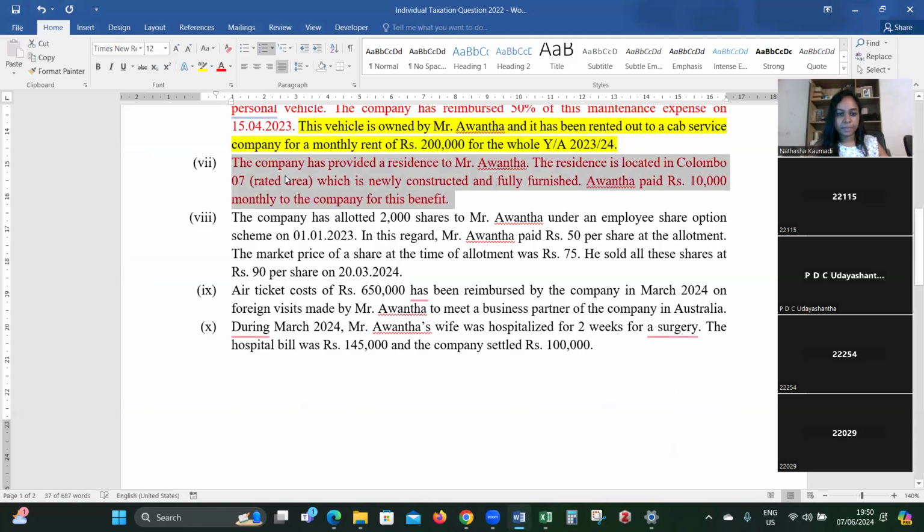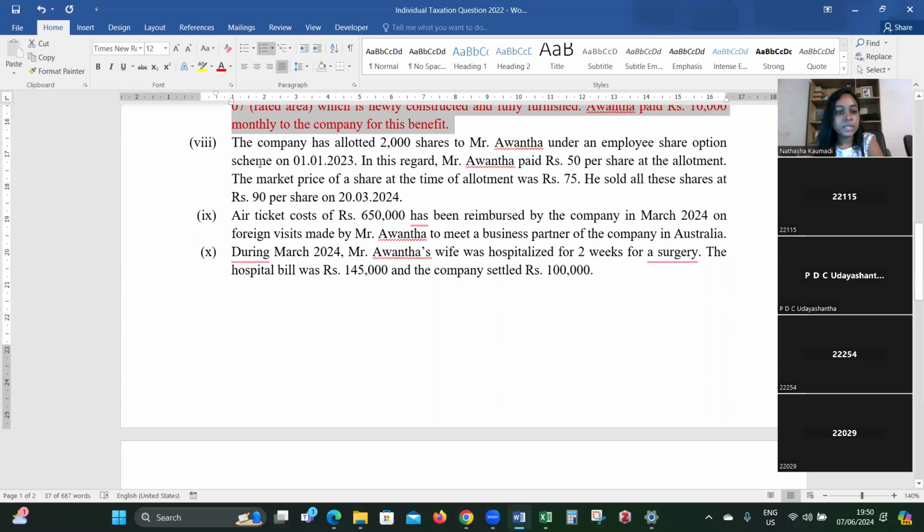That is also taken. Point number 8. The company has allotted 2,000 shares to Mr. Avantha under an employee share option scheme on this date. In this regard, Mr. Avantha paid 50 rupees per share at the allotment.